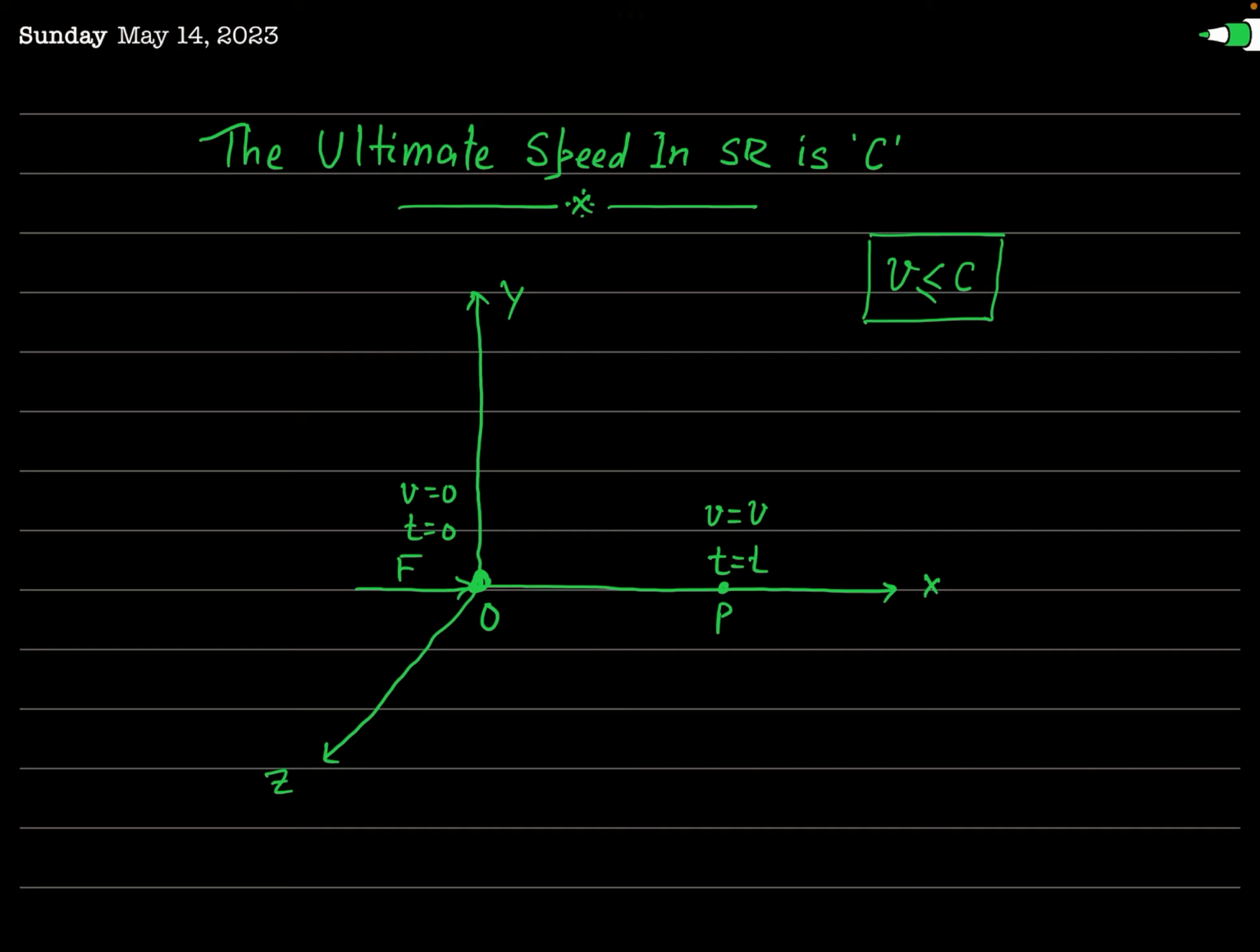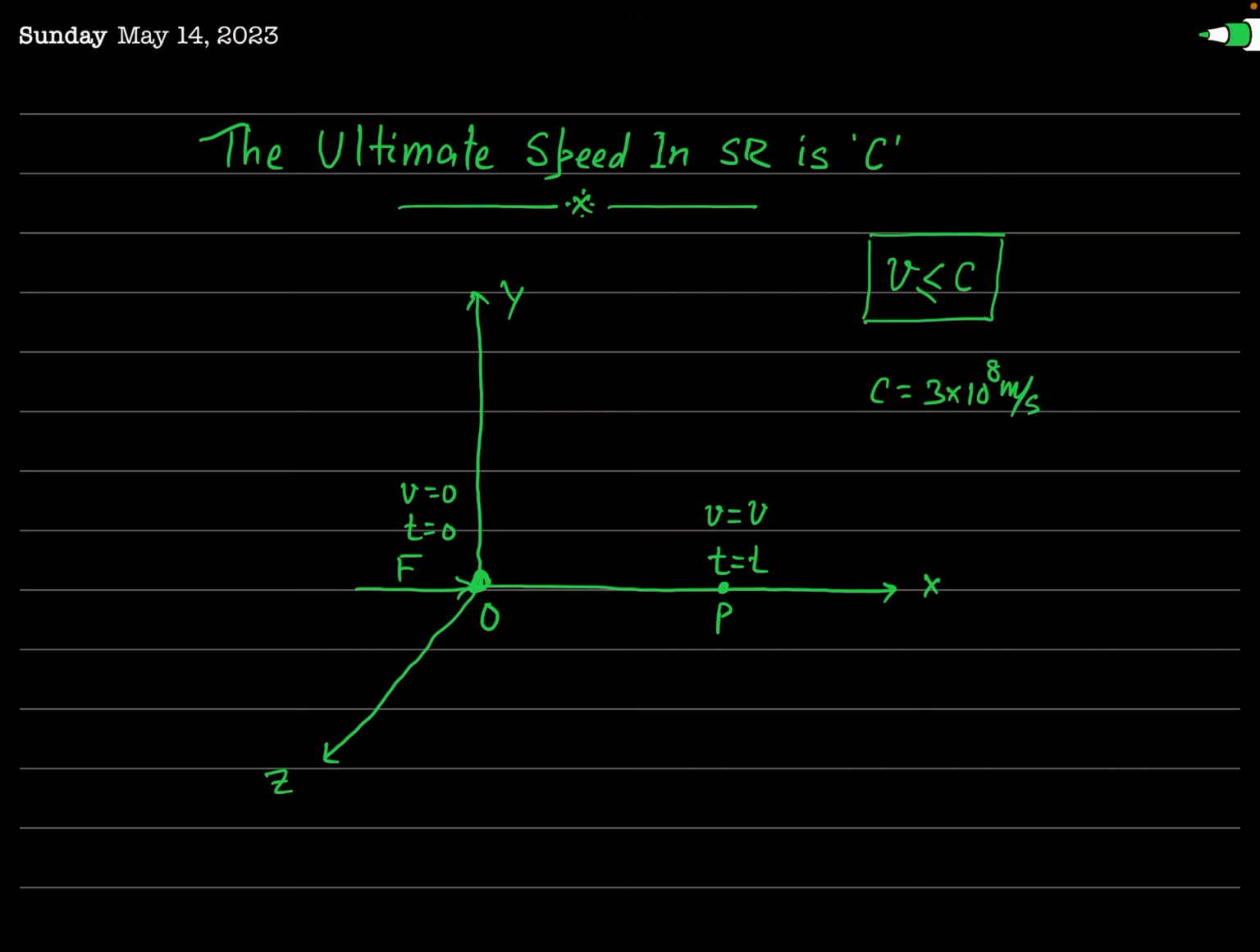So the ultimate speed in special relativity is c, and you know the value of c is 3 into 10 to the power 8 meter per second. So according to special relativity, the speed of any material particle can never be greater than 3 into 10 to the power 8 meter per second. Now let us try to explain this fact.